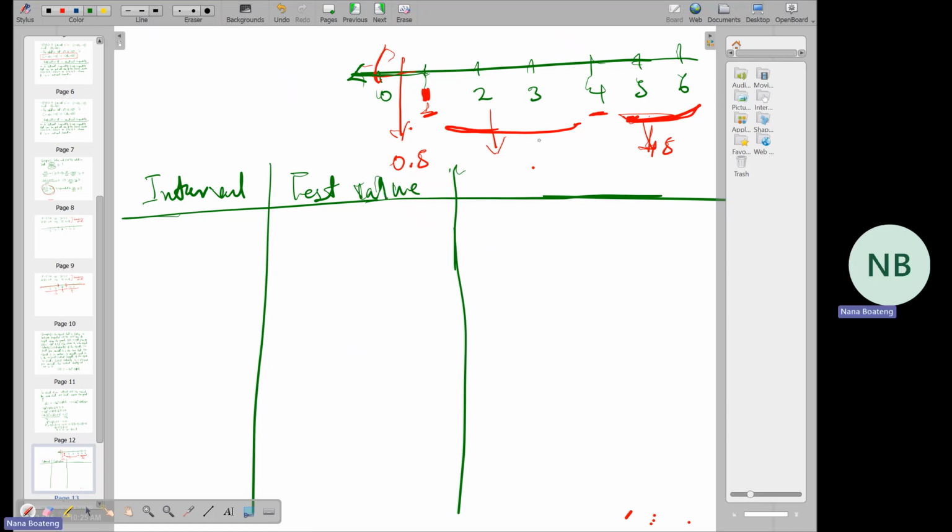Our s of t is negative 16 t squared plus 80t minus 64. And our conclusion will be here.